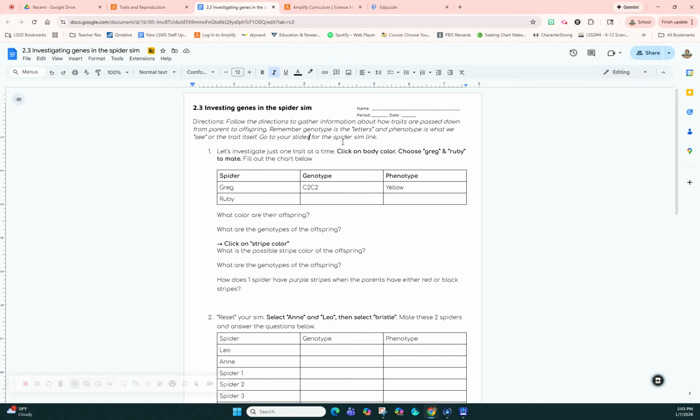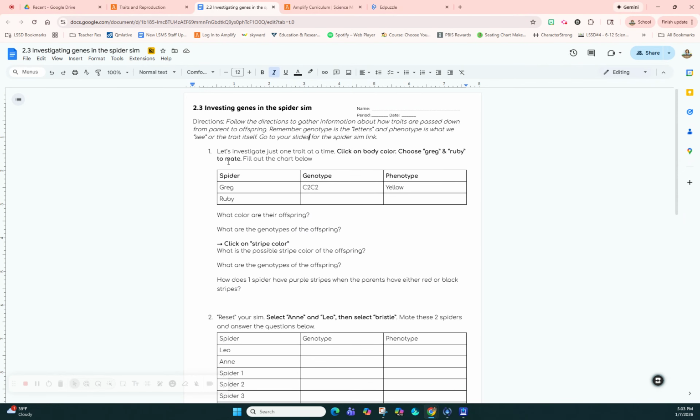Remember, genotype are the genes that are actually responsible. We can't see those because they're the DNA. So we use letters to represent that. And phenotype is the trait you can actually see. So you have genes in your body for your hair color. They make a certain protein, and then you see the phenotype, like I have brown hair. So let's see how we figured this one out.